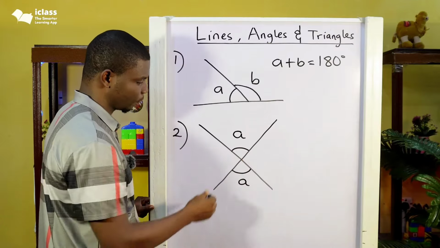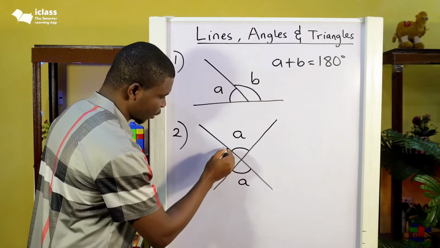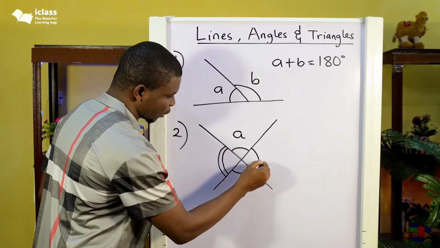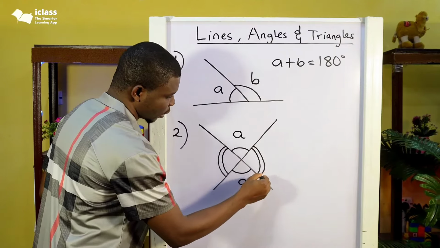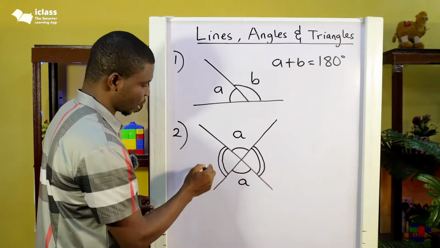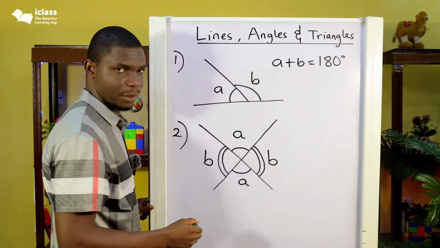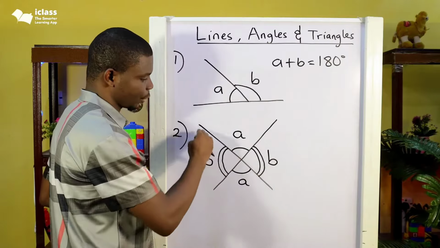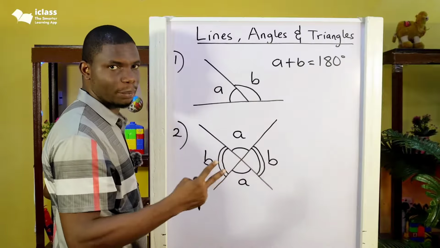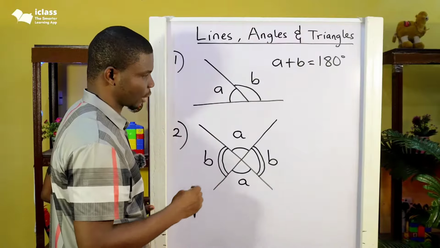angles are equal. Then there's another pair, this and this is vertically opposite. So if I label this as B, I can also label this as B. So when two straight lines cross themselves, they form two pairs of vertically opposite angles.